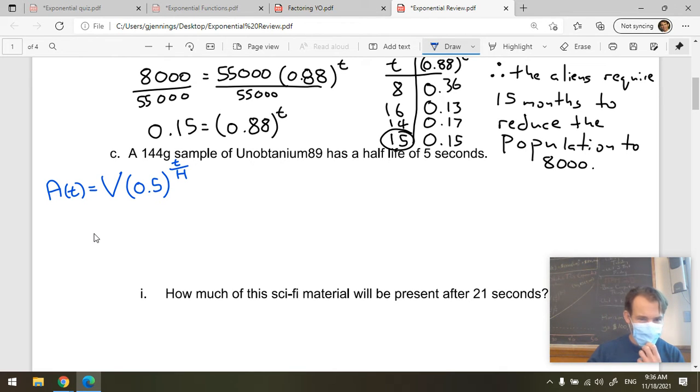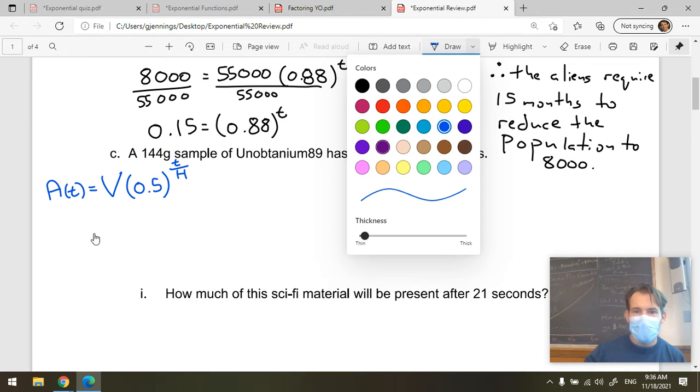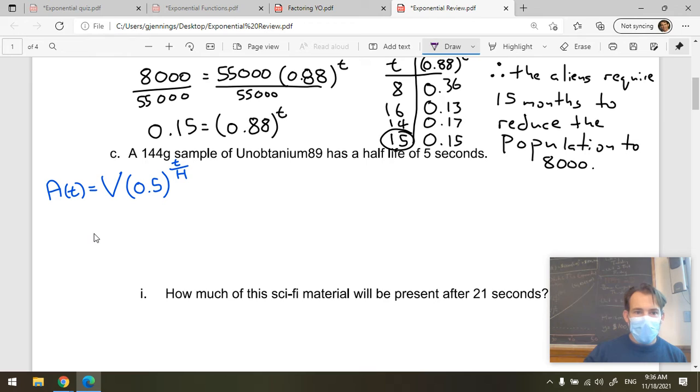If it has a half-life of 5 seconds, then here we would put that half-life of 5 down there, and t would be some number of seconds. Okay. So here is our equation for this situation. We would have the amount of unobtainium is a function of time, t seconds. So it's a time domain function with t measured in seconds. It's equal to 144 multiplied by 0.5 raised to the power t divided by 5 seconds.